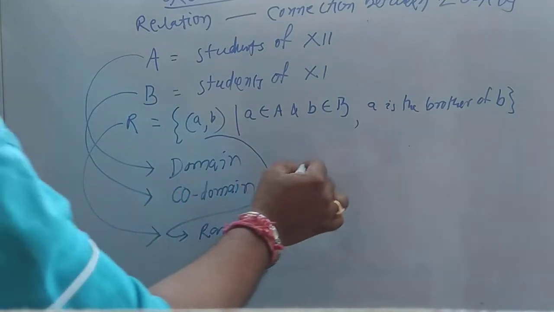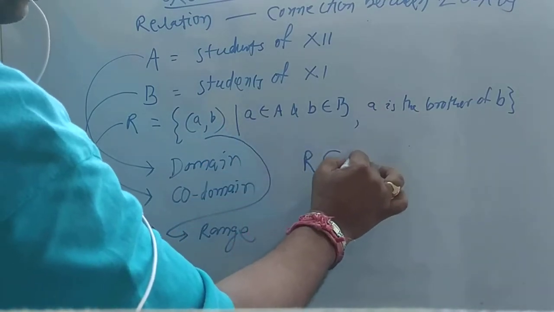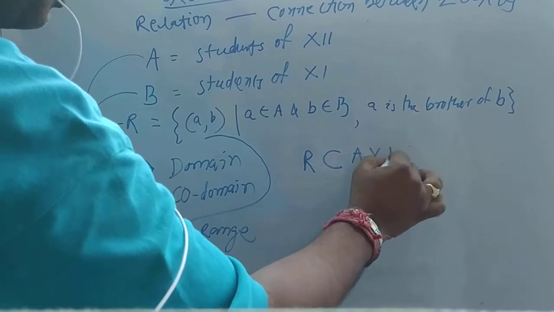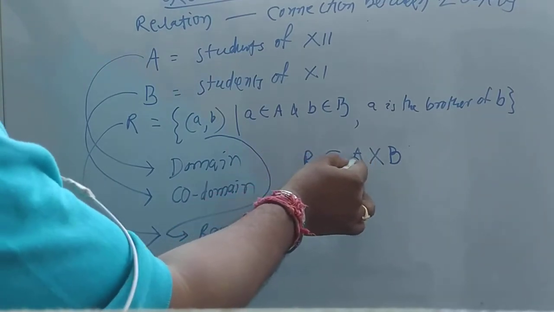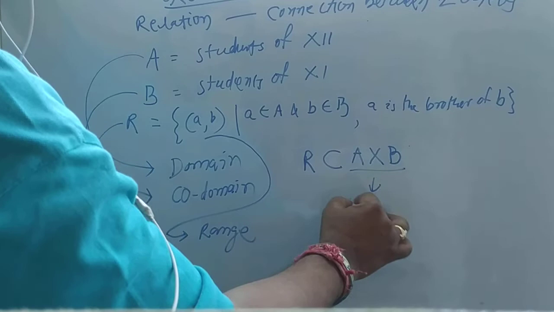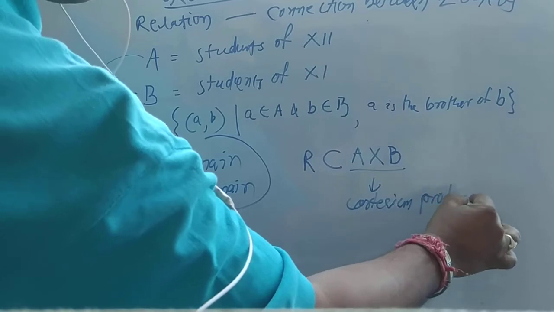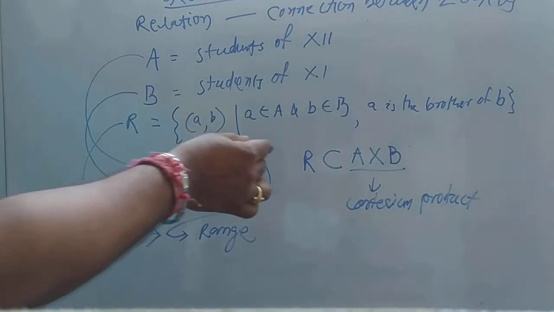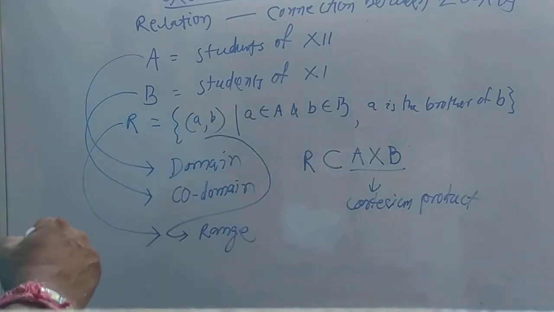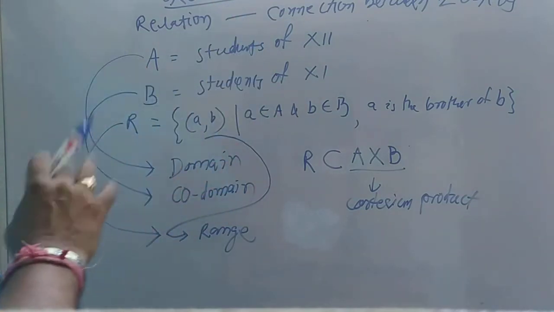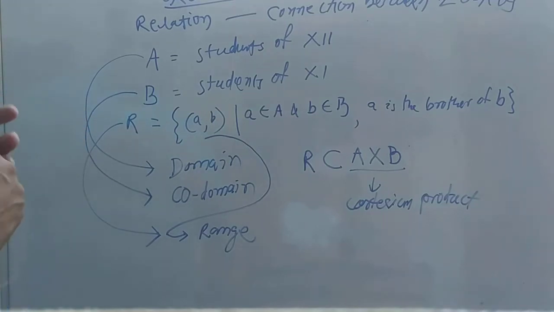And another important thing, R is always a subset of A cross B. You might have known about the Cartesian product. This is the Cartesian product of two sets, and the relation from A to B is always a subset of A cross B. So this is all about what you have studied in class 11. Now let us move to the class 12 syllabus.